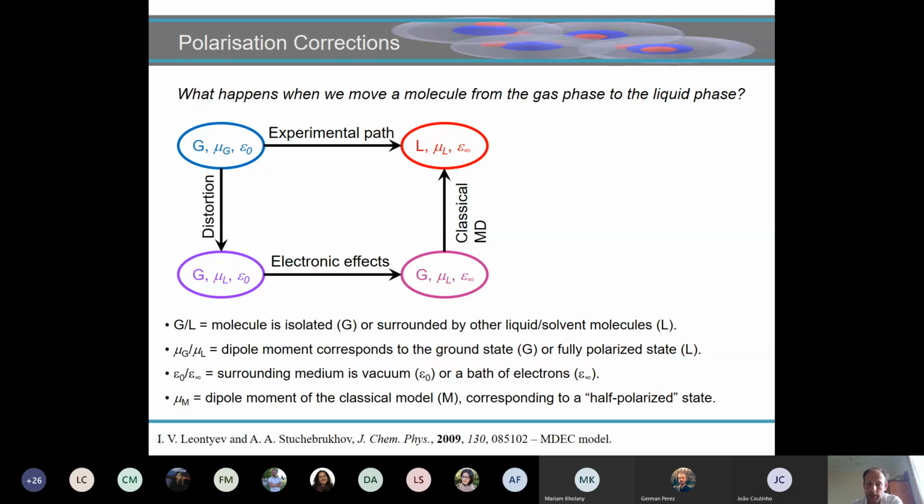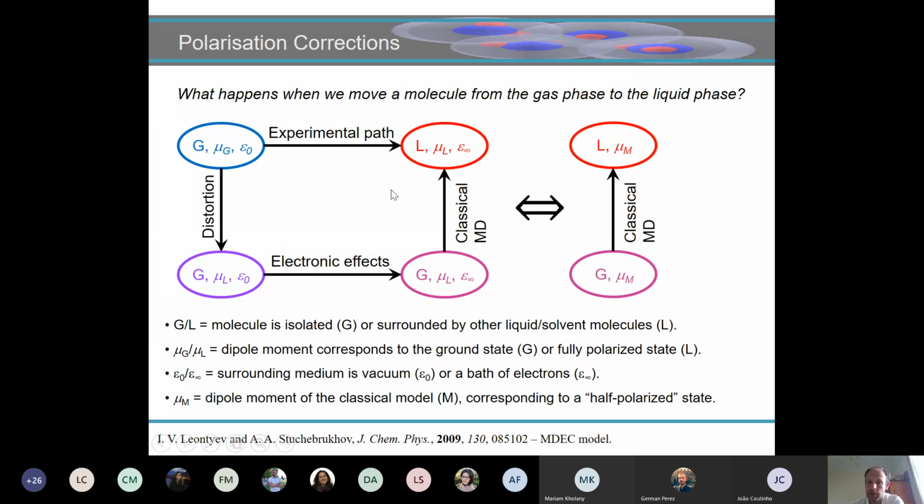Another complication of this, going back to that issue of effective potential models, is that what we do in a classical molecular dynamic simulation is not run a molecule with liquid phase dipole moment embedded into a bath of electrons, because we can't do that. So in effect, we screen the dipole moment and we say, well, actually, effectively, the molecule behaves as if it had a lower dipole moment, mu m. M stands for model. So this mu m that, for example, typical water models have is not the same as the true liquid phase dipole moment of water. It's a screened dipole moment. I'll explain the implications of this in a second.